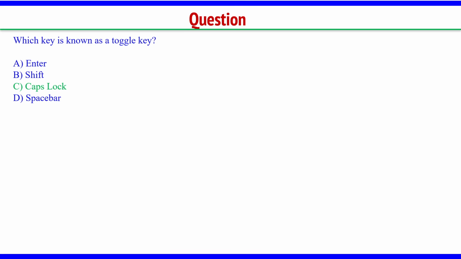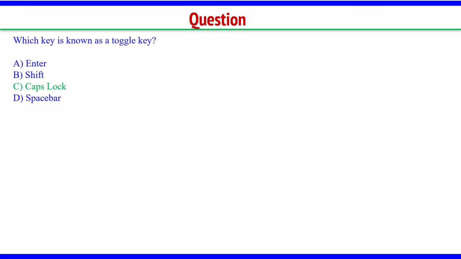Okay, maybe I have the answer here. Which key is known as toggle key? Caps lock. Caps lock is known as the toggle key because it will change the caps to small and small to caps. That's why caps lock is called the toggle key. Just quick some questions I have discussed from the internet on these input concepts, right.